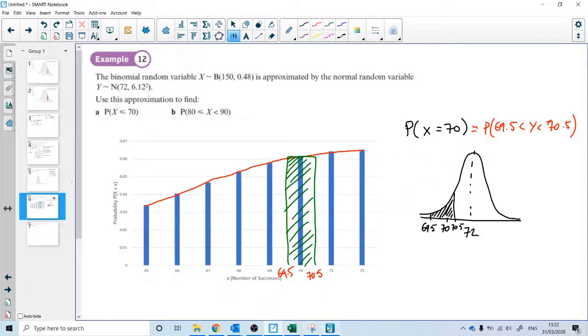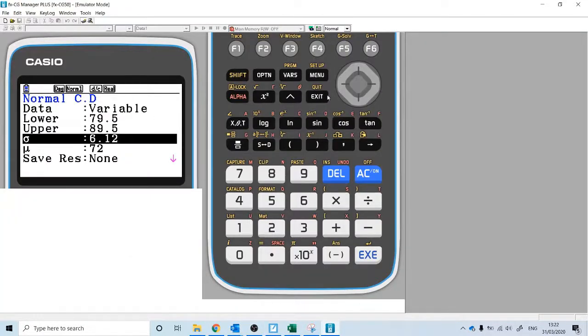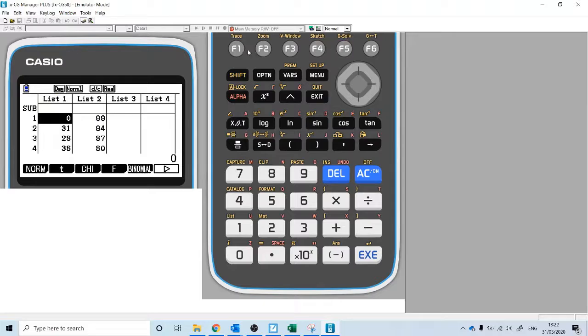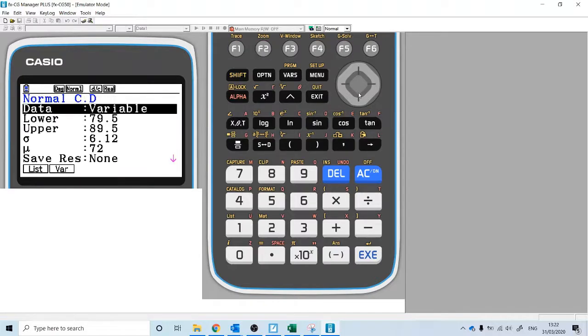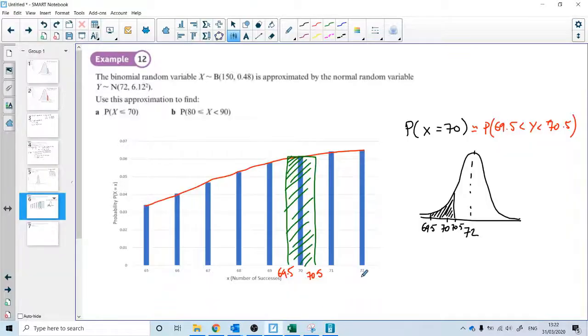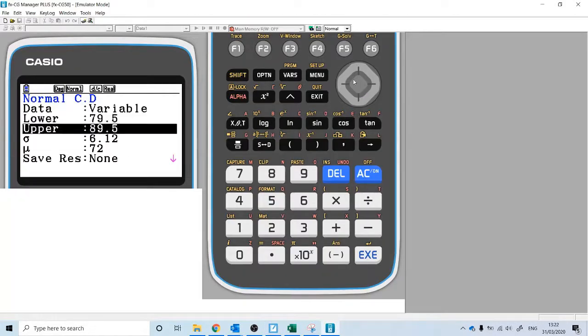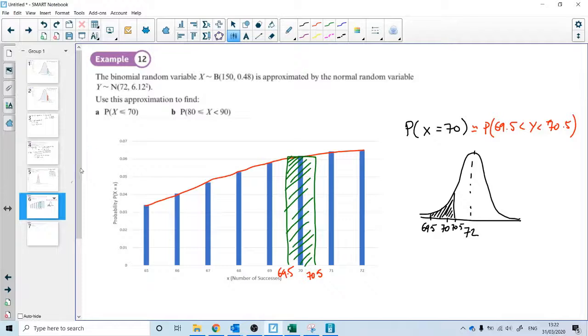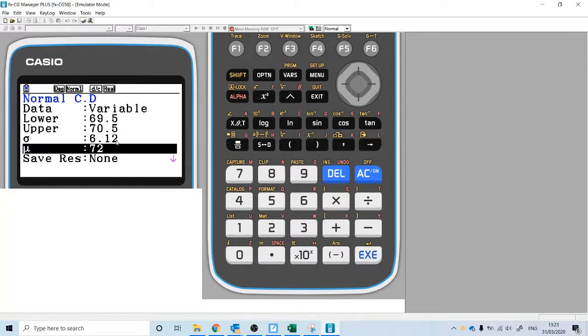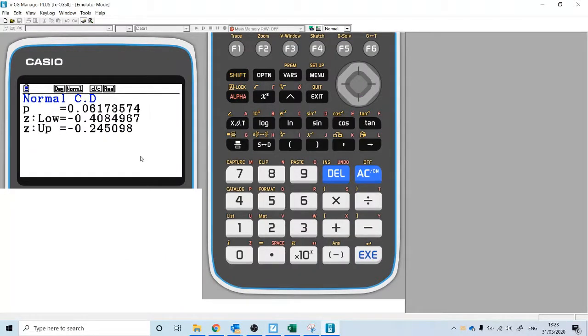We're going to go to our calculators and we're going to go to normal cumulative distribution, normal cumulative, and we're going to put our lower as 69.5 and our upper as 70.5. Our standard deviation is 6.12, that's this number here. Our mean is 72. So if we do that, we get 0.0617.